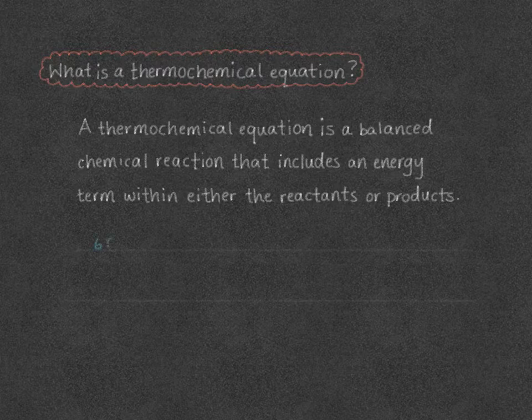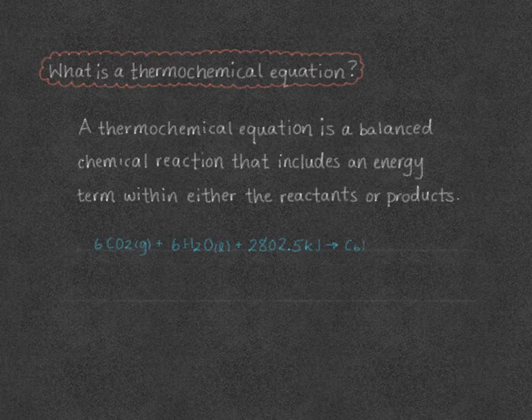So photosynthesis is 6 carbon dioxide molecules plus 6 water molecules plus an energy term. And that energy term is 2,802.5 kilojoules. And this together produces glucose, so C6H12O6, and 6 oxygen molecules.